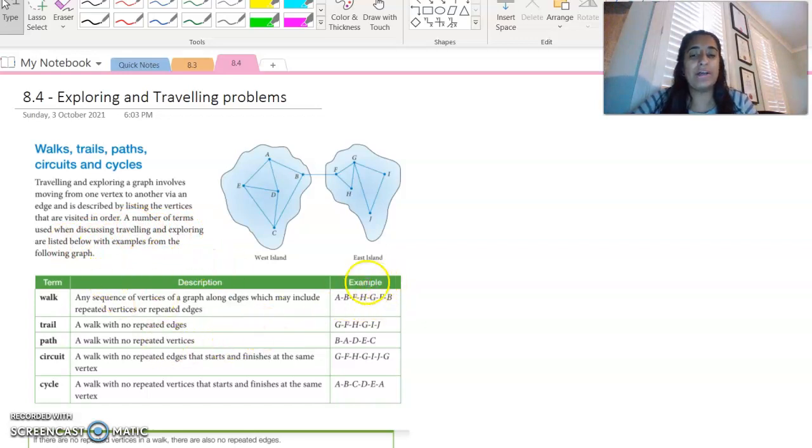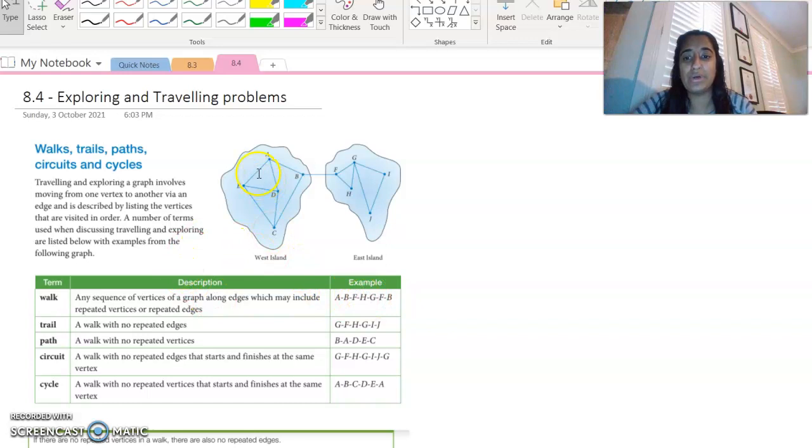Okay, so a number of terms used when discussing travelling and exploring are listed, and we're going to go through those. These letters are basically written in order from the vertex points that we're travelling through. So a walk is basically defined as a sequence of vertices of a graph along the edges. They could include repeated vertices or repeated edges. So I might be going there, back there, back that way, and I can crisscross and stuff like that as well.